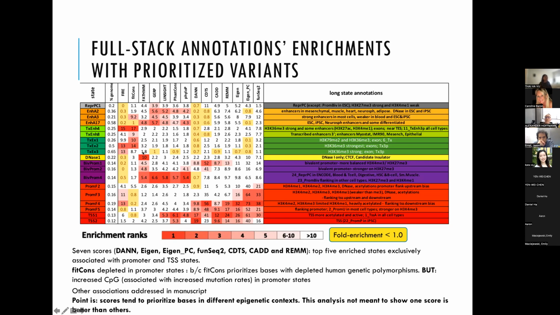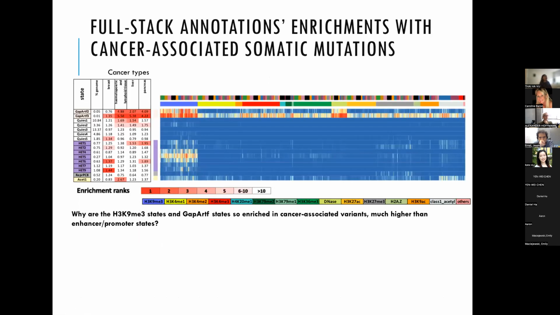There are also other associations addressed in our manuscript. The point of this particular analysis is that different scores tend to prioritize bases in different epigenomic contexts of the genome. This analysis is not made to show that one score is better than the other. We were just trying to highlight the differences in epigenomic or chromatin state context that different scores tend to highlight. Lastly, we looked at the full stack annotation state enrichment with cancer-associated somatic mutations.